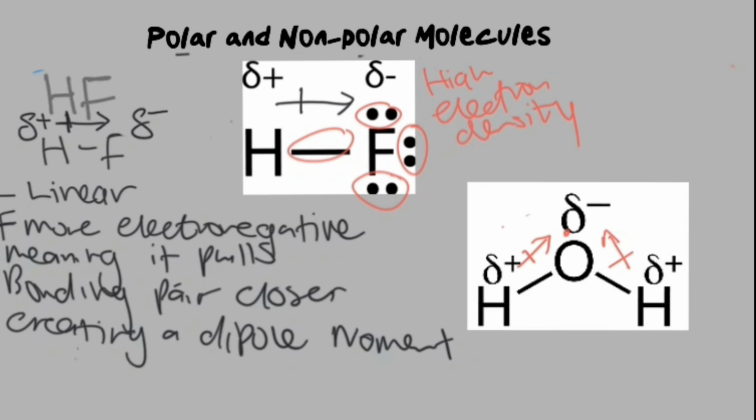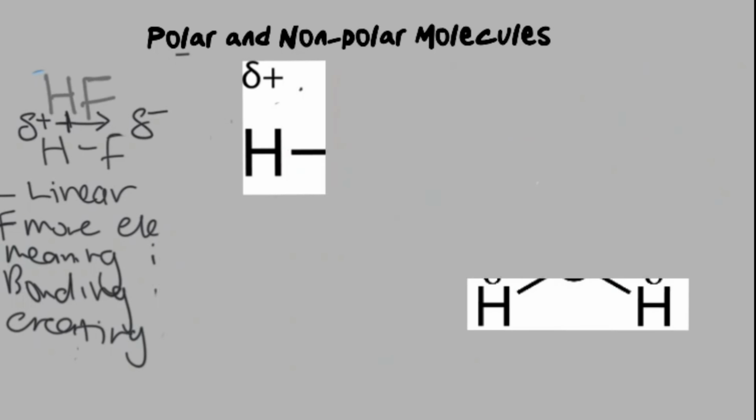And if you do know your work, you will know that there are two lone pairs on the oxygen atom, meaning that the oxygen atom has electron density, which means it has many more electrons than the hydrogen, making it slightly negative, and the hydrogens will now be slightly positive.